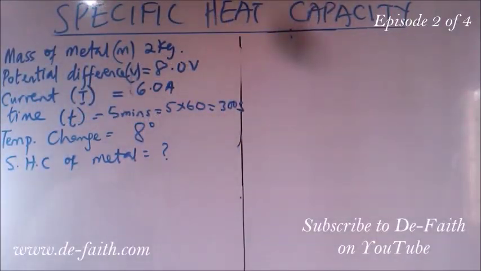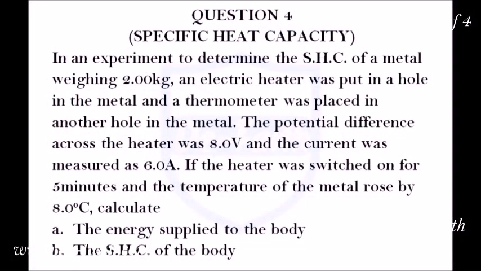Alright, so let's look at this example. In an experiment to determine the specific heat capacity of a metal weighing 2 kg, an electric heater was put in a hole in the metal and the thermometer was placed in another hole in the metal. The potential difference across the heater was 8 volts and the current was measured as 6 ampere. If the heater was switched on for 5 minutes and the temperature of the metal rose by 8 degrees, calculate A, the energy supplied to the body, and B, the specific heat capacity of the body.